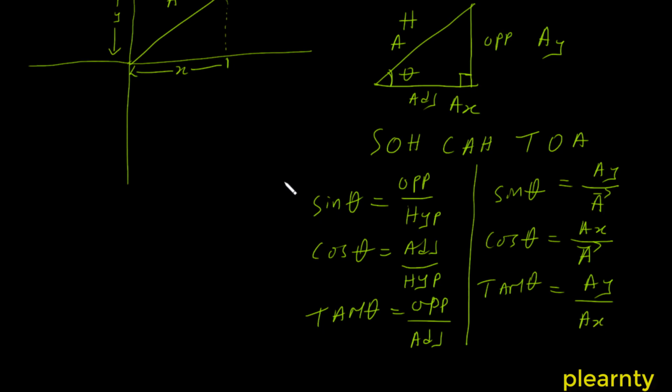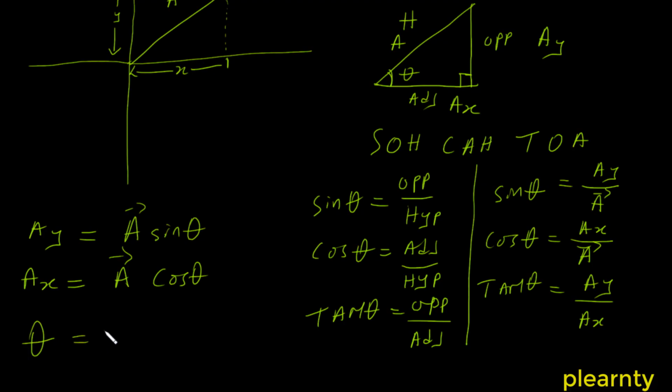But in vectors, we mostly use these formulas: AY is equal to A sine theta, AX is equal to A cos theta, and theta is equal to the arc tan of AY over AX. So I think this is very straightforward.